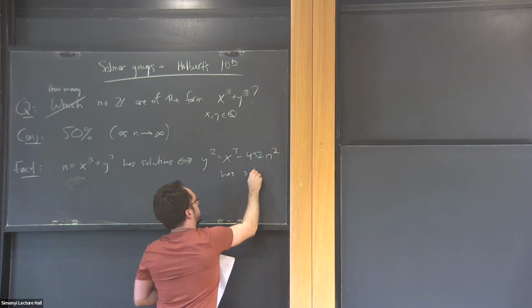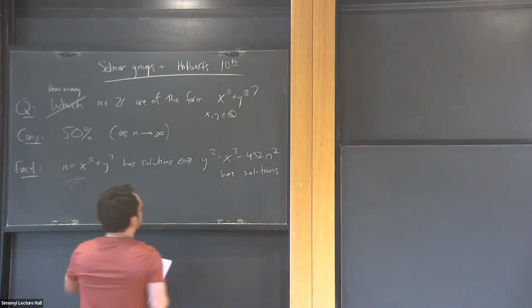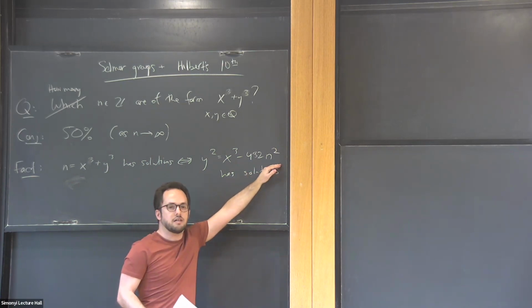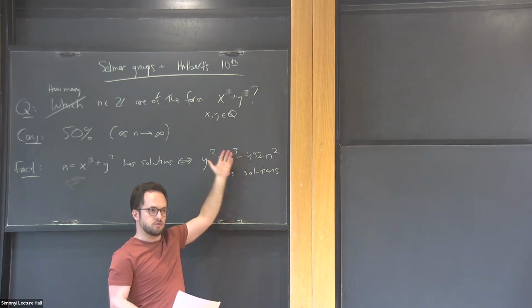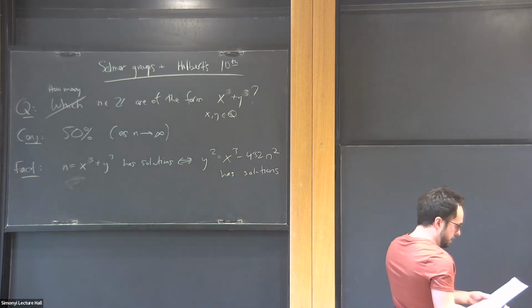So this is some arithmetic that you can work out. And really what we're asking is, does this equation have a solution in the rational numbers? We fixed n. This is an equation of an elliptic curve. So we'll work in the more general setting of elliptic curves.